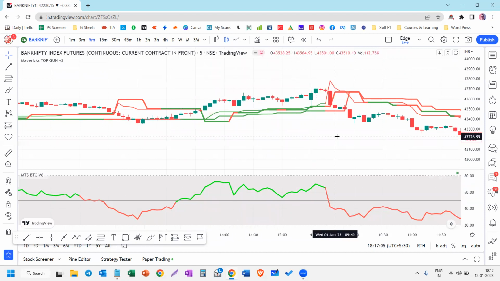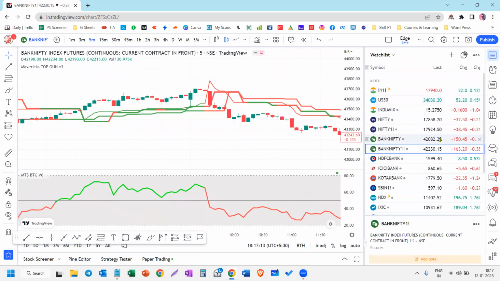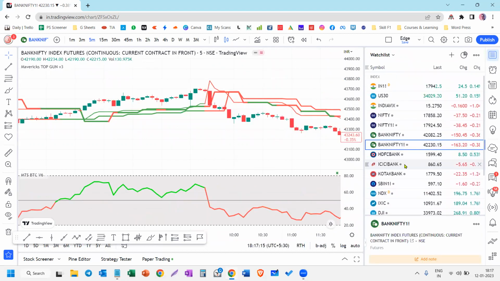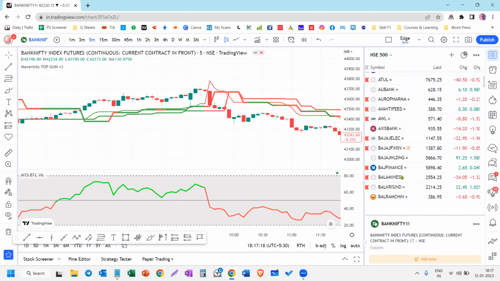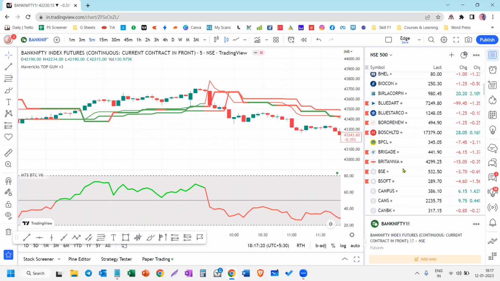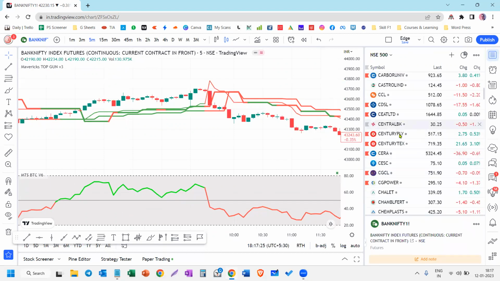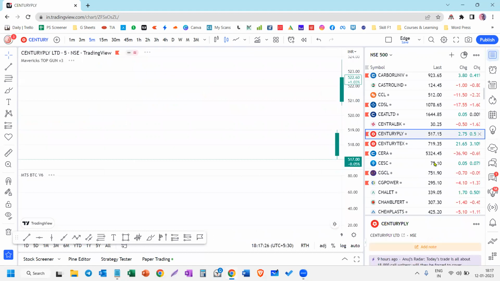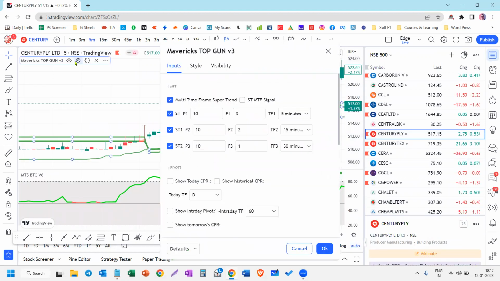Now, can we do this even in swing calls? Can we do this for day trading? Yes. So let's go and check some shares. We'll go to the NSE 500 list and we'll pick up any random share so that we can just pick anything. I think I'll go for this one over here. Now what will I do?